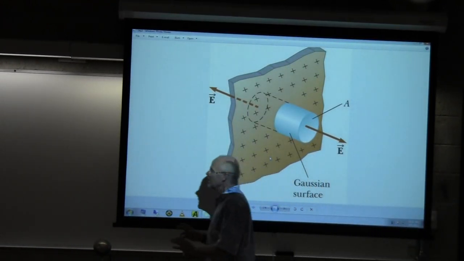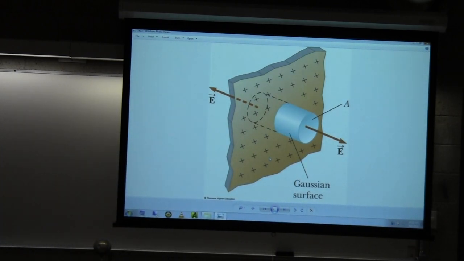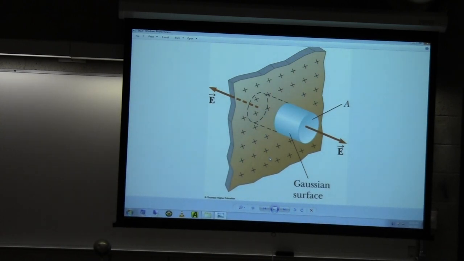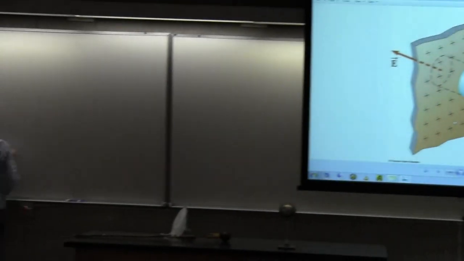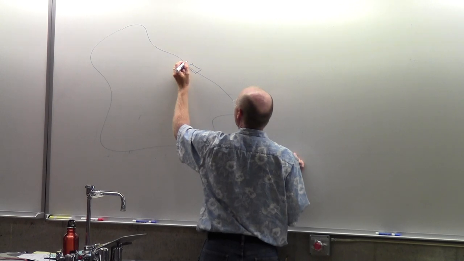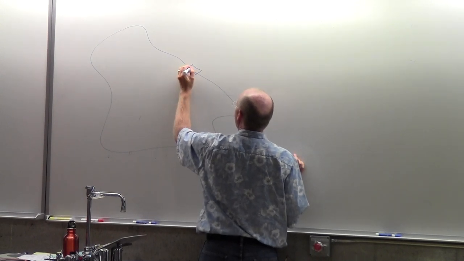It says, look, let's just take a sheet here, if you will. Okay? And who knows what this thing looks like? It could be a real complicated looking object. But at some point here, I can take part of it. Okay?